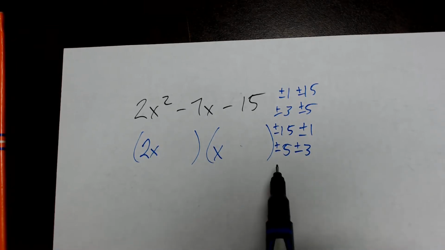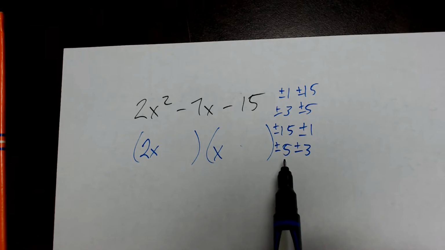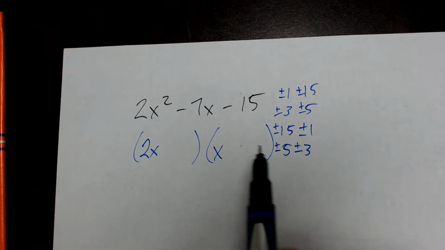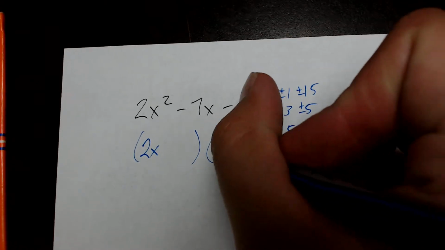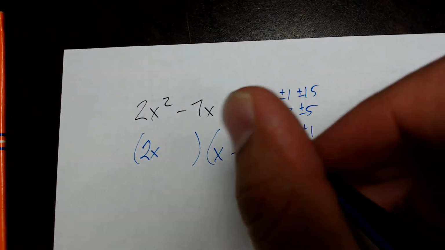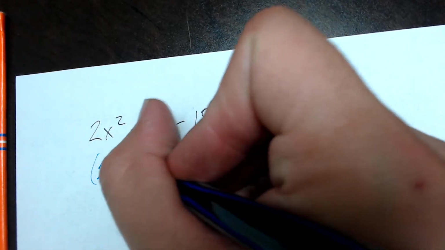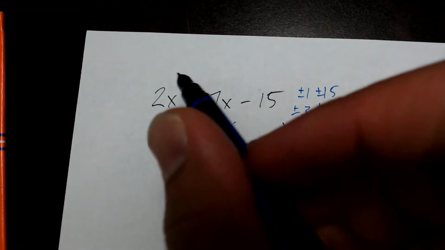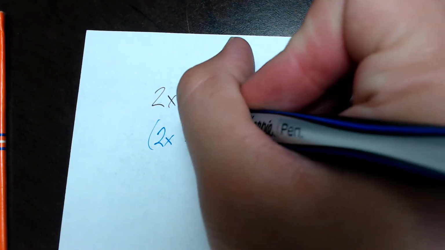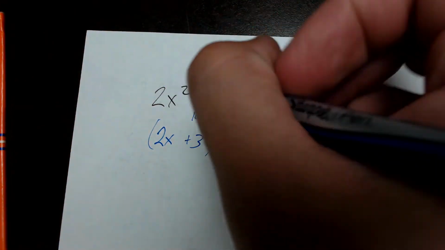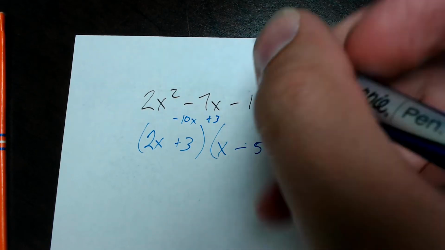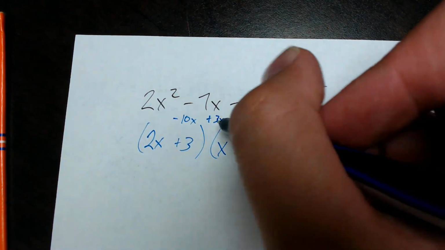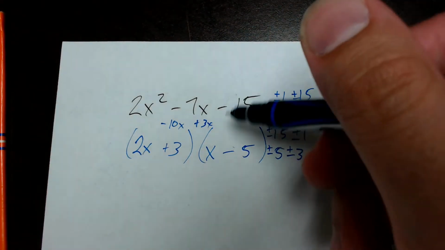So let's take 3 and 5, and let's say the bigger number is going to be the negative, which means that whatever is multiplied by 2 is going to be the negative. So if I put negative 5 here, and positive 3 here, negative 5 times 2x would give me negative 10x. 3 times x would give me positive 3x. Negative 10x plus 3x equals negative 7. So it works out. So this is the correct answer.